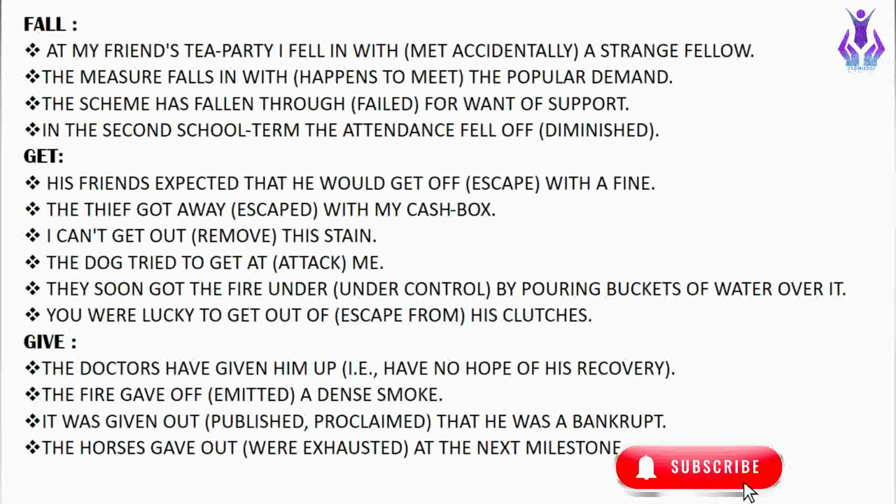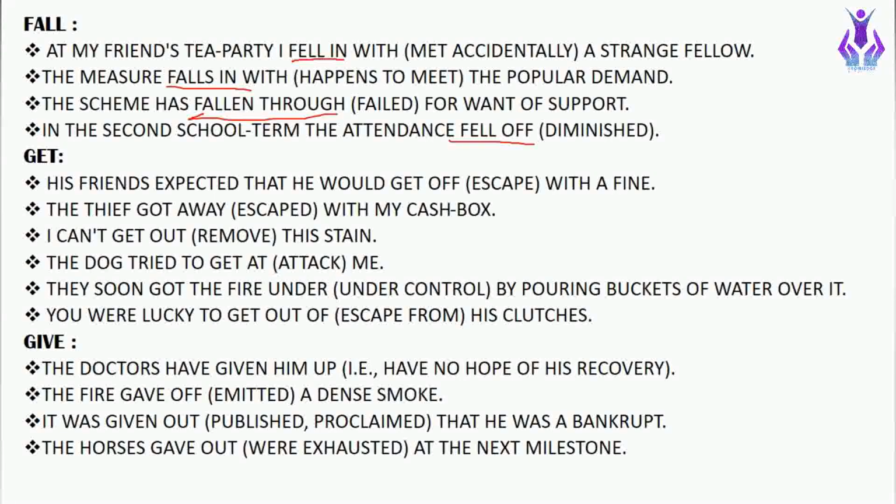So the next word is fall. At my friend's tea party, I fell in with a strange fellow. So fell in is our idiom. The mayor falls in with the popular demand. So falls in means happen to meet. The scheme has fallen through for want of support. So fallen through means fail. In the second school term, the attendance fee fell off. So fell off means diminished.